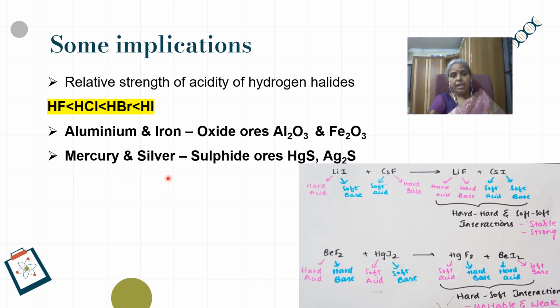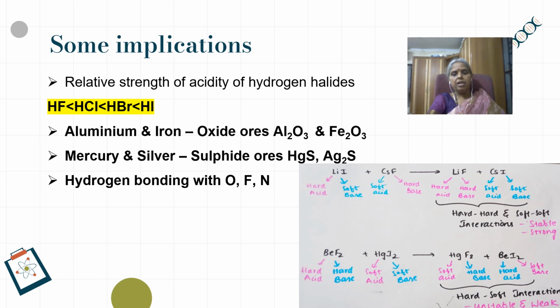Just now we have seen Hg2+ and Ag+ are soft. Sulfide is a soft base. Mercury and silver are soft acids. So these metals exist in the earth crust as their sulfide ores. Aluminium and iron exist as oxide ores. Mercury and silver exist as sulfide ores. Now let us see the next example.